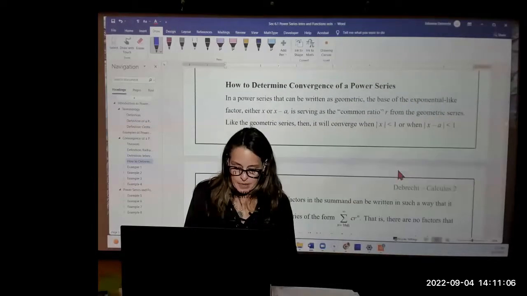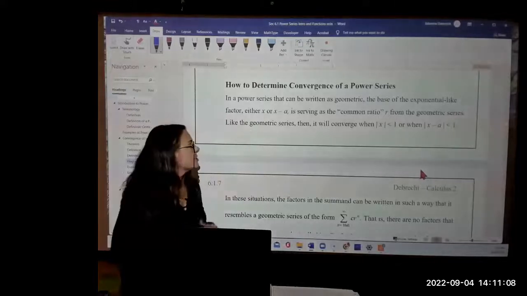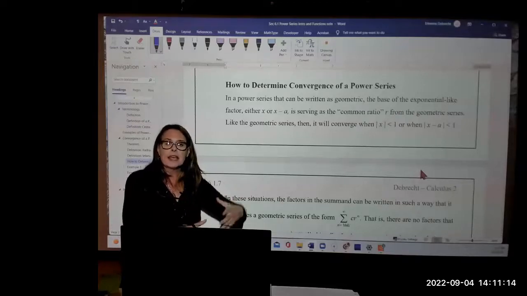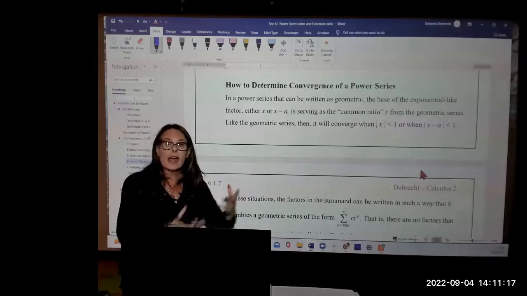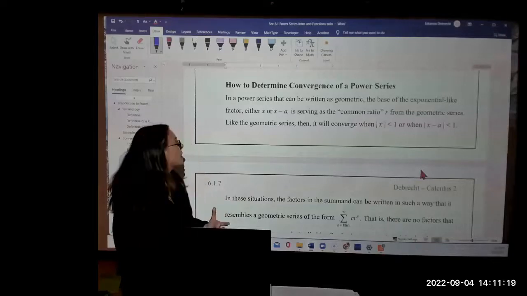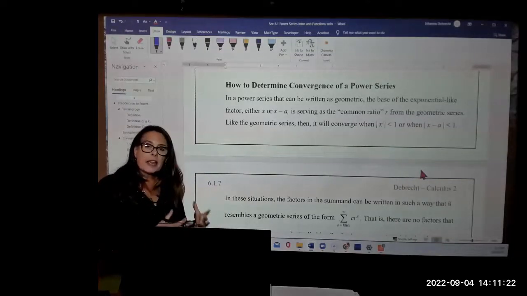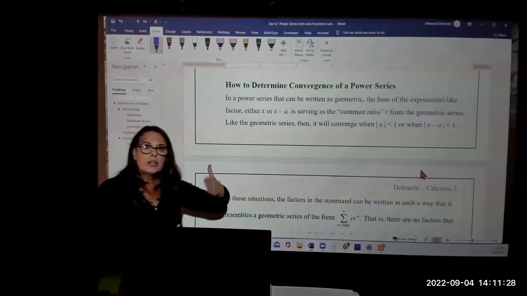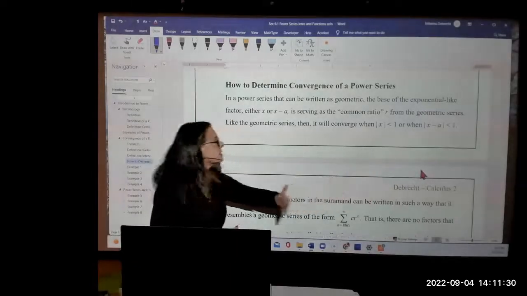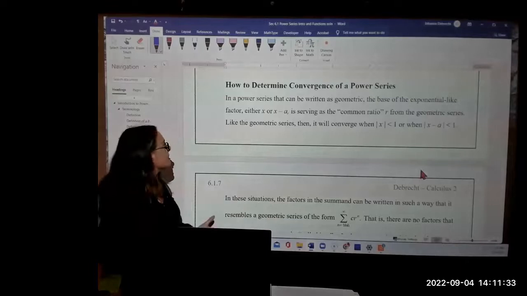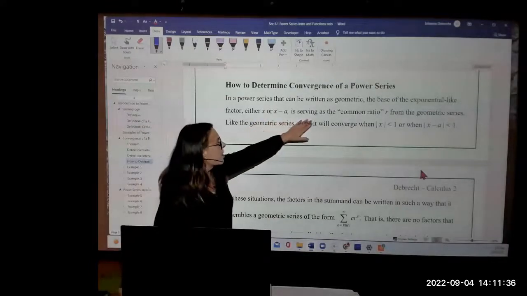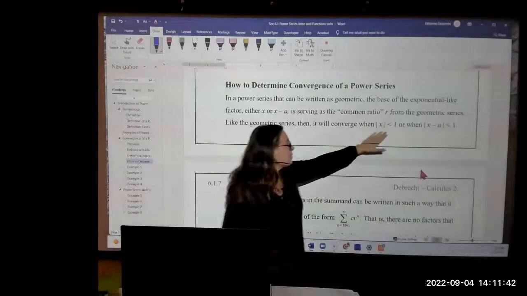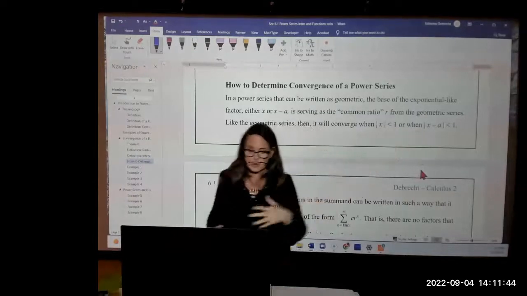Now we want to think about how to determine convergence of a power series. So again, we've got some variable x or x minus a raised to the nth power, and we may have other factors that depend on n as well. If the power series can be written in strictly geometric form, where we have a common ratio to get from one term to the next, well, then we know what happens. In that case, we have the common ratio is either x or x minus a, and it will converge whenever the magnitude of each of those is less than 1.